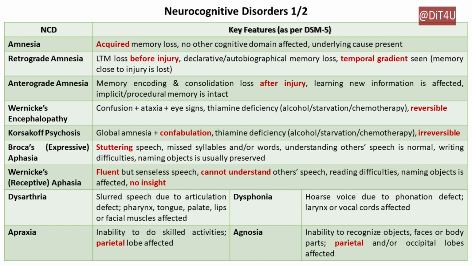Okay, retrograde amnesia, long-term memory loss before the injury, declarative or autobiographical memory loss is seen, temporal gradient is seen. Memory close to injury is lost, poorer recall. Anterograde amnesia, memory encoding and consolidation loss after injury. Therefore, learning new information is affected. Converting STM into LTM is affected. Implicit and procedural memory is usually intact. That means, learning the bike, if you have already learned the bike, that is not affected. Okay, that is always present.